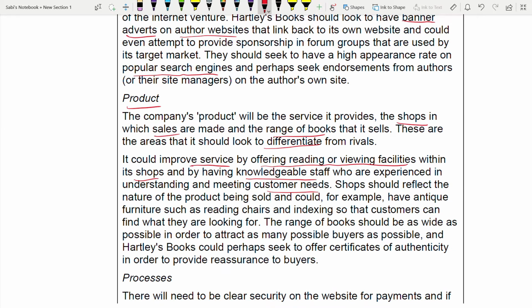Okay. And maybe you can have some antique furniture such as reading chairs and indexing. Keep your range of books wide so that you can attract possible buyers. See, there could be all possible types of buyers. Not necessarily always people want the best-selling books. No, sometimes people look for those books also which are not so best-selling, but the content is very good. So keep a wide range so that you can attract all possible buyers without losing any customer. For the Heartless book, you can even give them a certificate of authenticity so that it provides reassurance to the buyer. See, always these are additional things which a student might come up with.